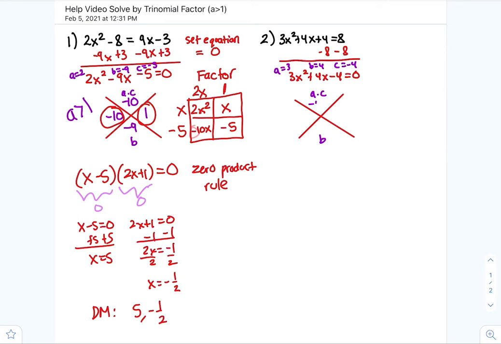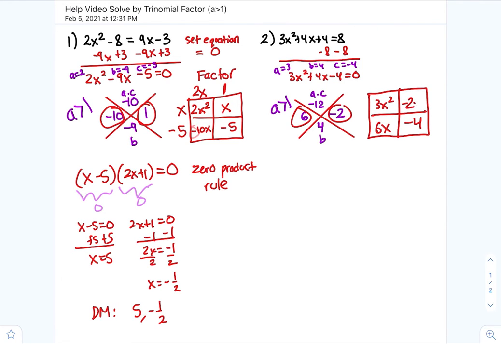A times c is negative 12, because 3 times negative 4 is negative 12. Our b is 4. Two things that multiply to negative 12 but when added give you 4. That is positive 6 and negative 2. And since a is greater than 1, 3 is greater than 1, that means we have to factor using the X box method. First term is 3x squared. Last term is negative 4. And the two middle terms are these two, right? 6x and negative 2x. Again, they could go in either spot.